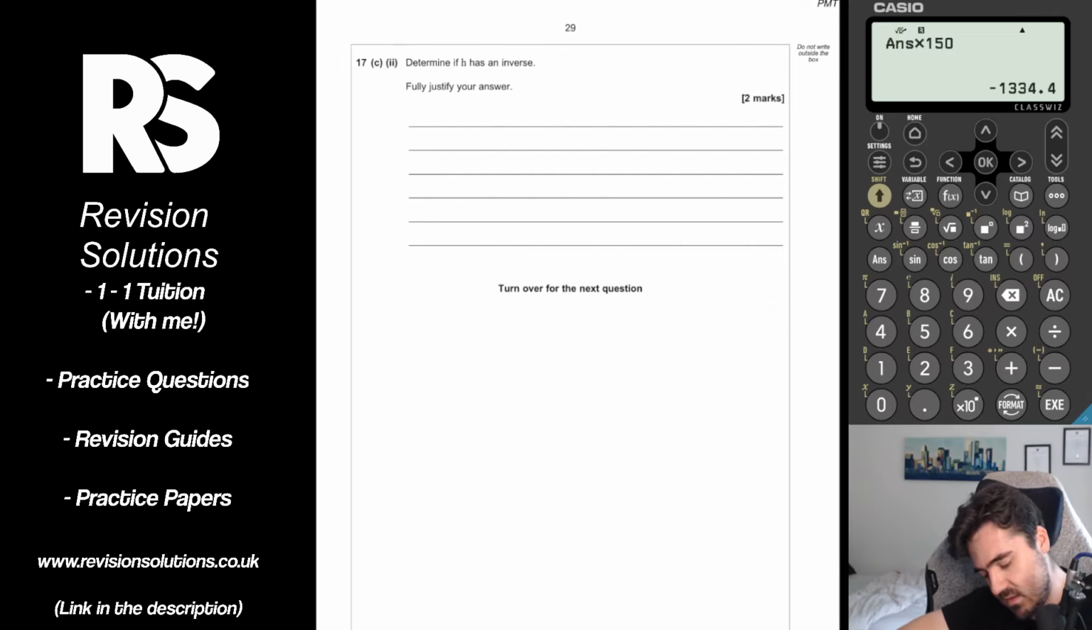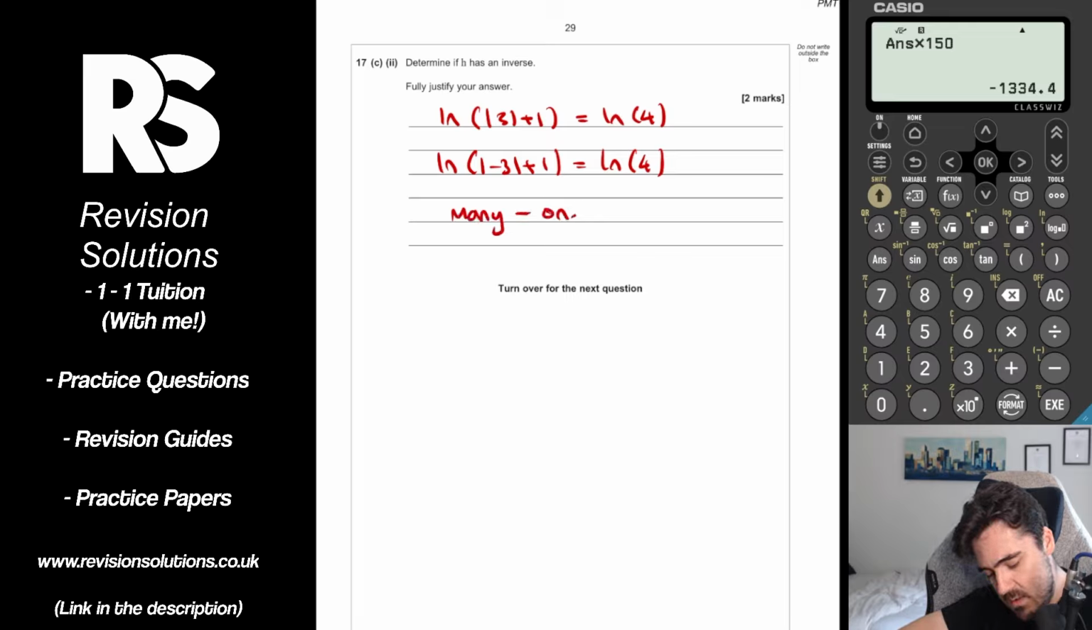Like if we think about it, natural log of the modulus of 3 plus 1 is going to be equal to natural log of 4. And then natural log of the modulus of minus 3 plus 1 is also natural log of 4. That means it's many-to-1, meaning the inverse would be 1-to-many, which is not a function. So if our function's many-to-1, therefore it does not have an inverse.